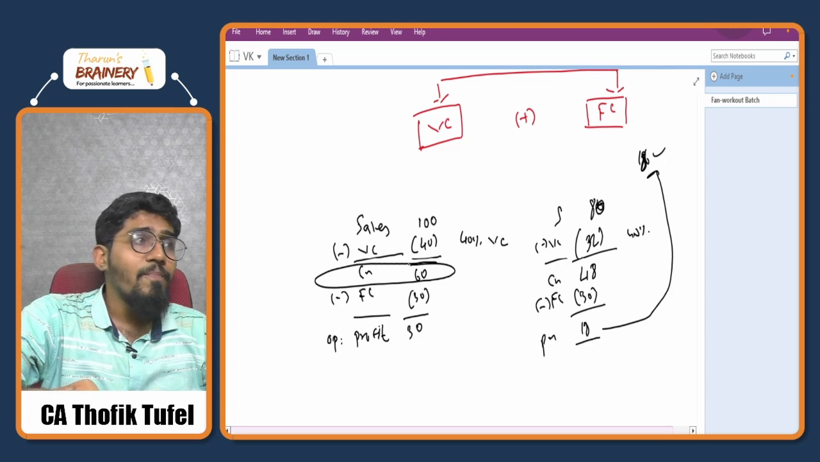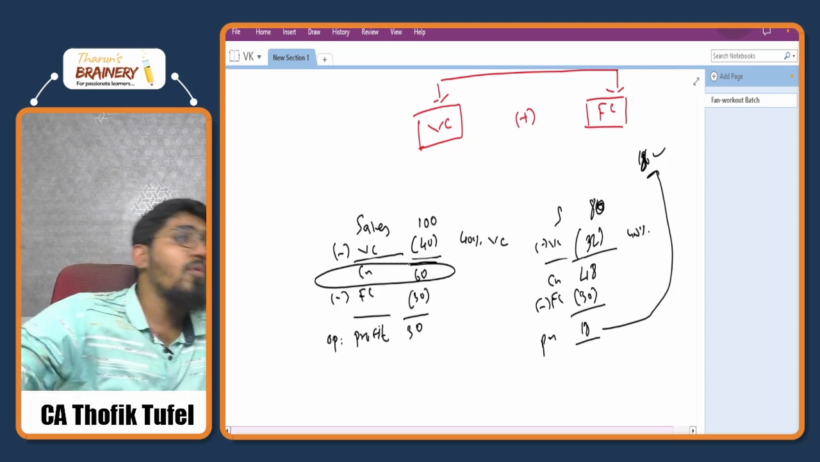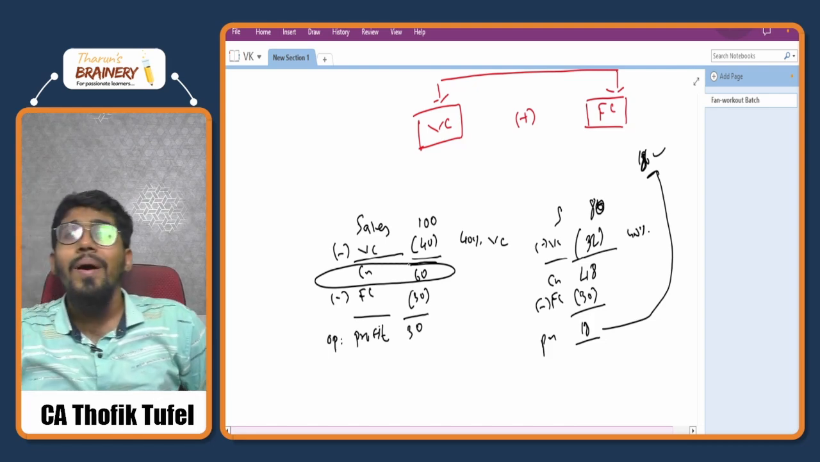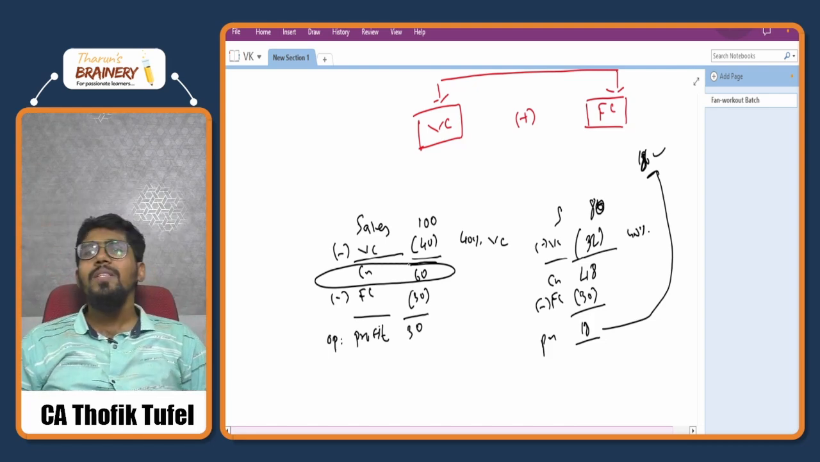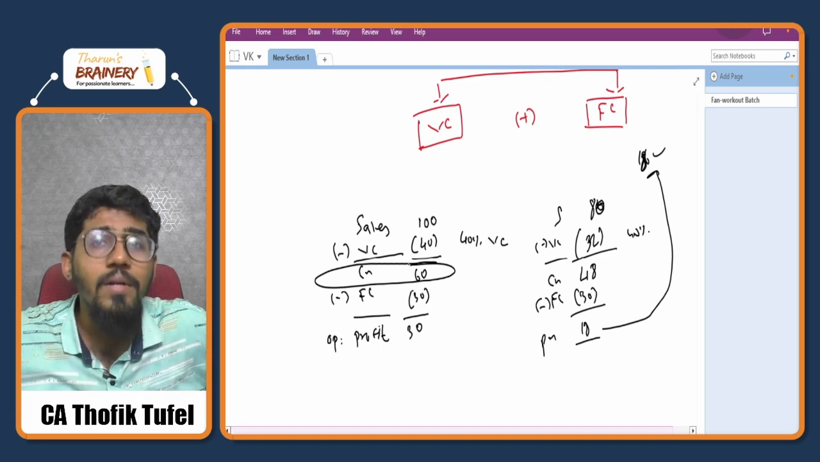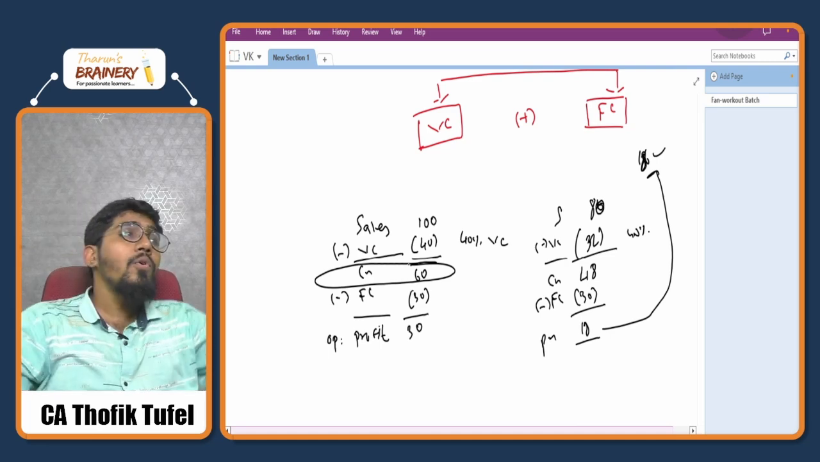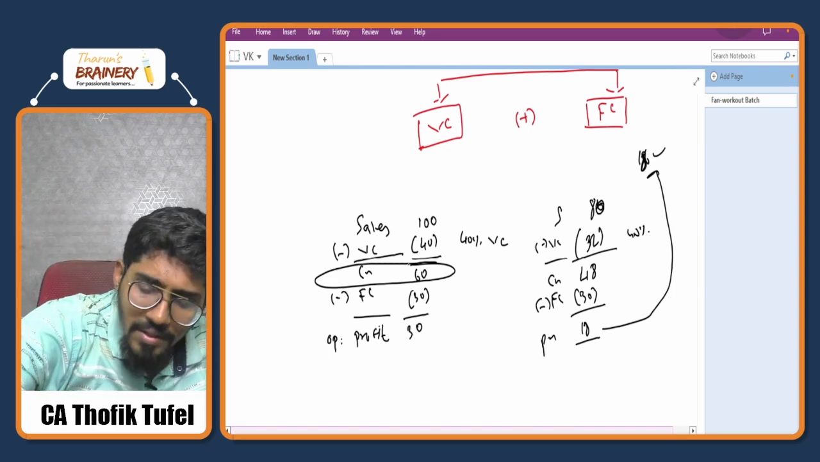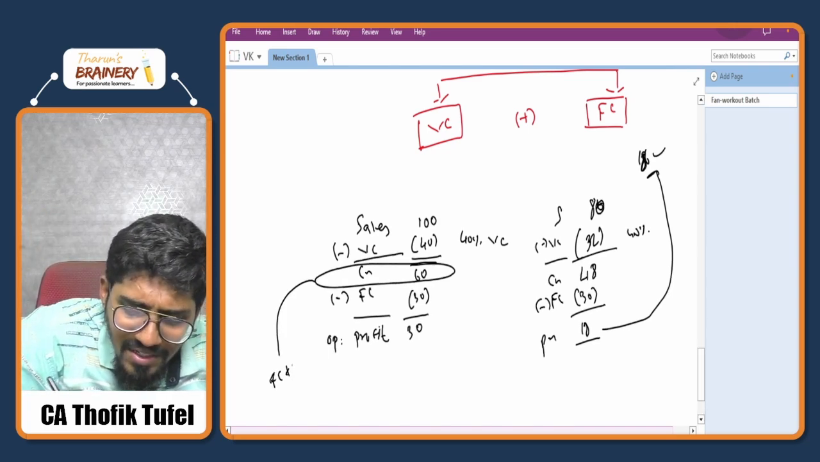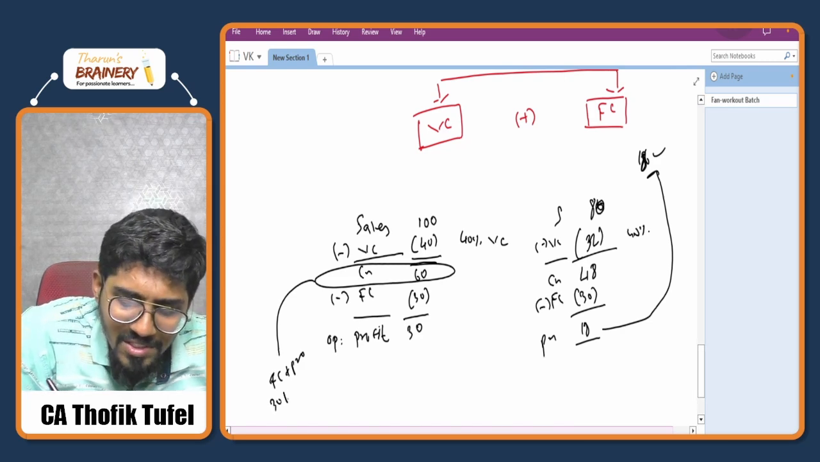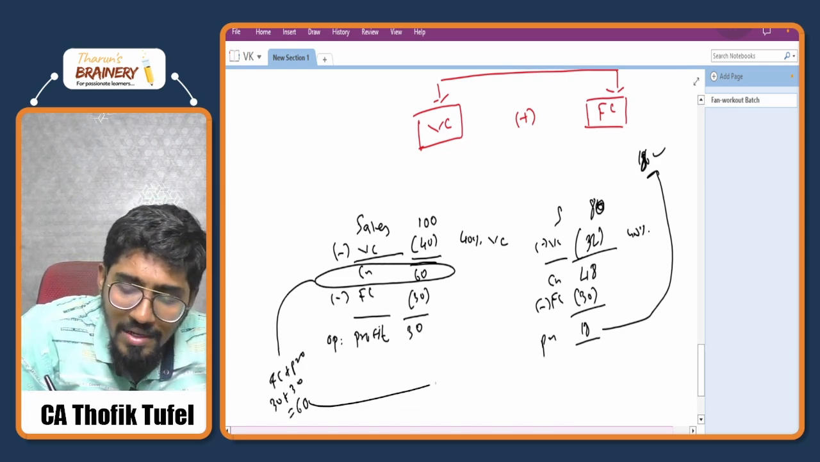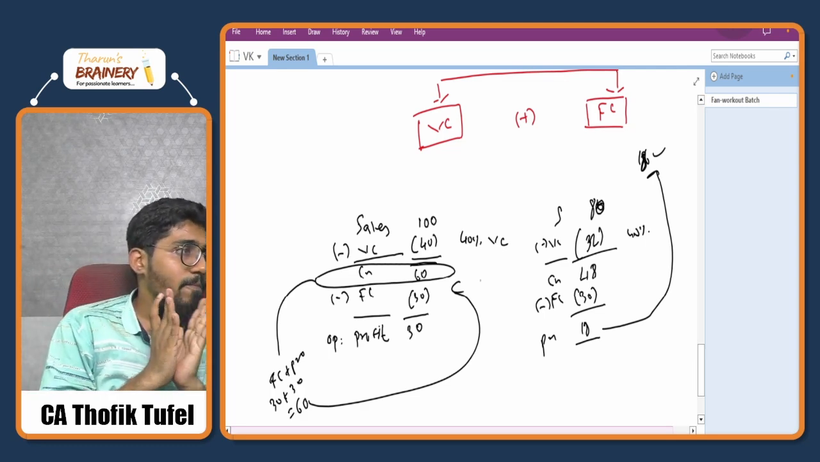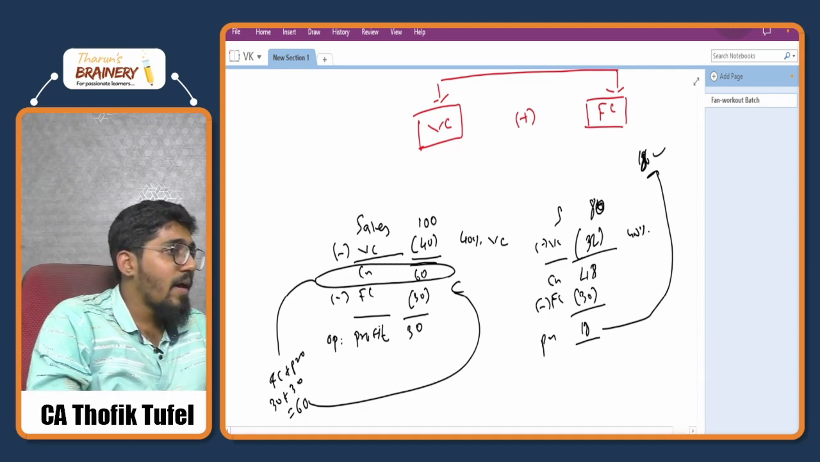So till break-even, my contribution will be going towards the fixed cost. After break-even, my contribution will be contributed towards the profit. So my total contribution is equal to my total contribution to fixed cost plus my total contribution to profit. Contribution is equal to fixed cost plus profit. Fixed cost is 30, profit is 30, 60. That 60 is my contribution. Are you all with me?